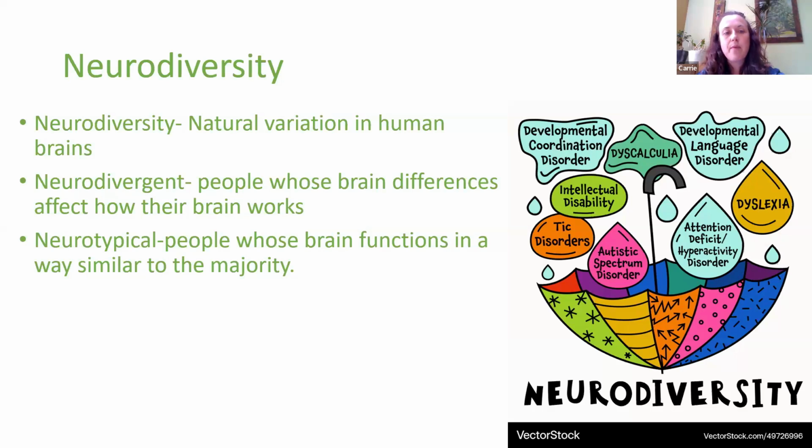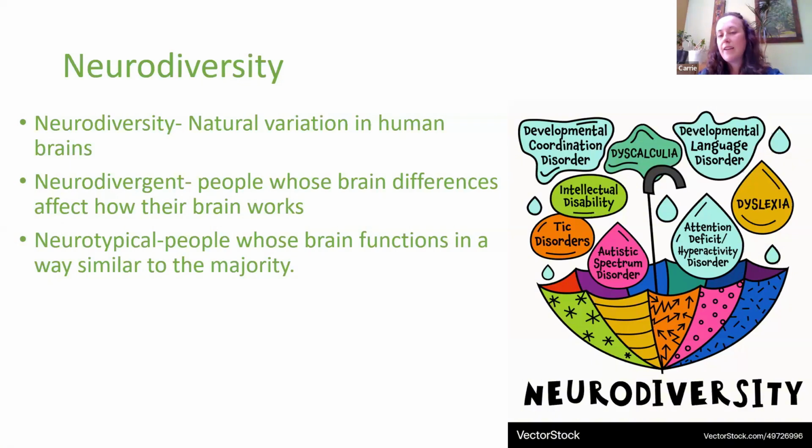Neurodivergent brains will have that difference, so it will affect how their brain works. And then we also refer to people as being neurotypical. So the neurotypical people are the majority, and their brains function in a similar way.